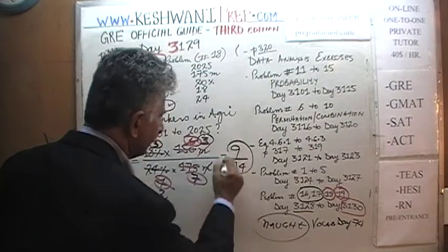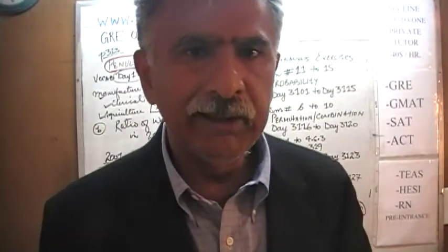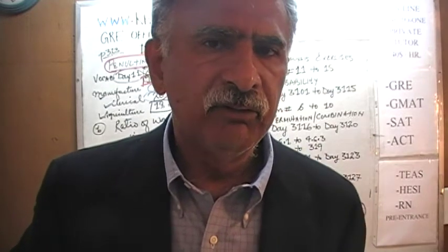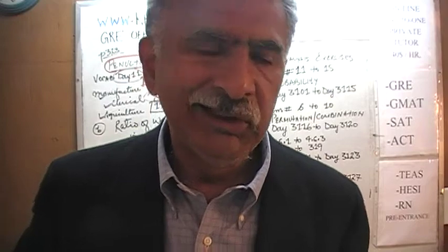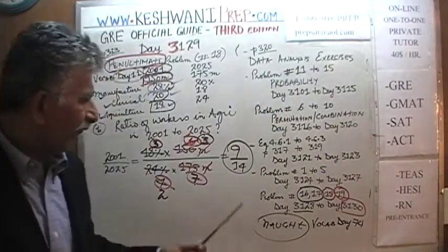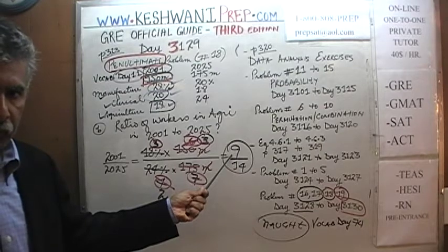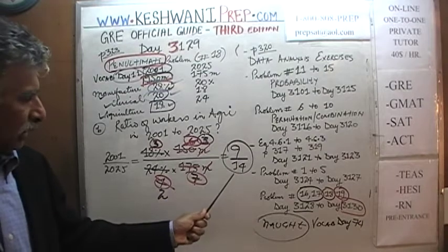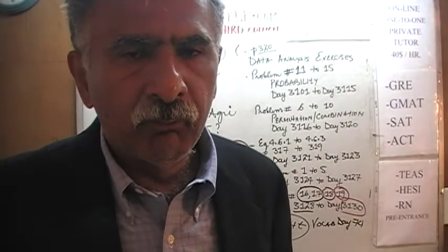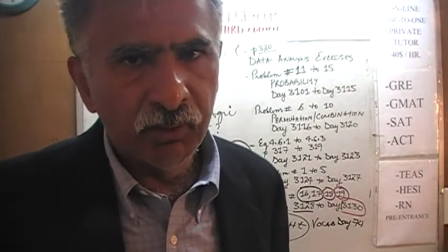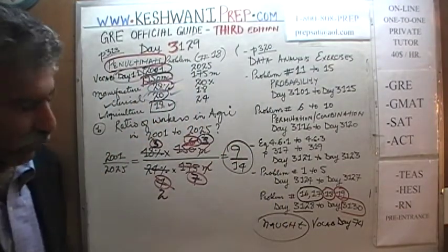Well, that's our answer. The question was, what's the ratio of the workers in 2001 employed in agriculture to the number of workers employed in agriculture in 2025? The answer is, the ratio is 9 to 14. For every 9 workers of the total labor force in 2001 that were employed in agriculture, there were 14 workers employed in 2025 of the labor force. The ratio is 9 to 14. For every 9, there were 14 in 2025.